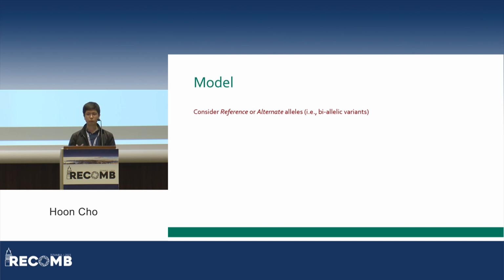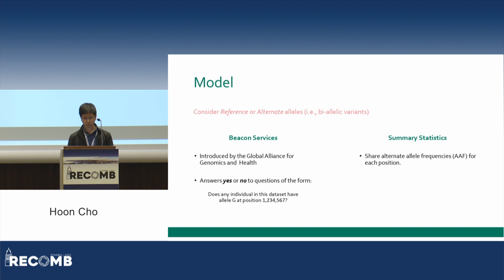So for each query, we're looking at whether there's any individual in the data set that has a particular genotype at a specific position in the genome. The other setting that the authors consider is referred to as summary statistics here. And specifically, the authors are referring to a service that returns allele frequencies of different variants computed in the cohort.